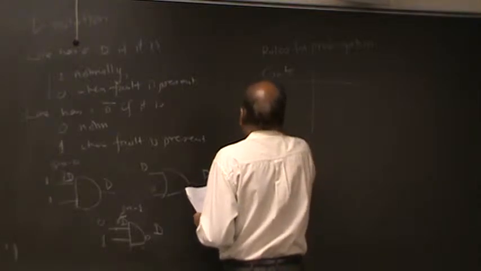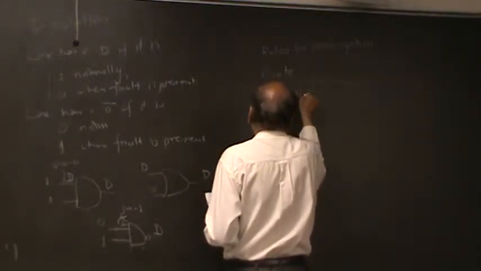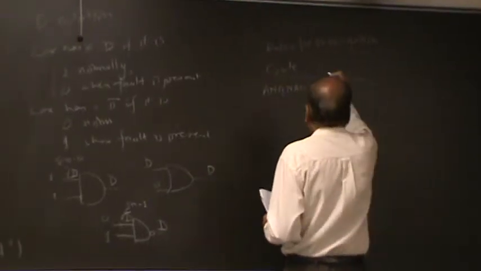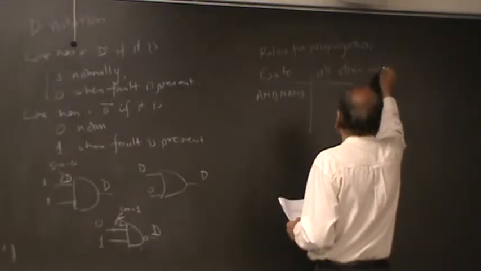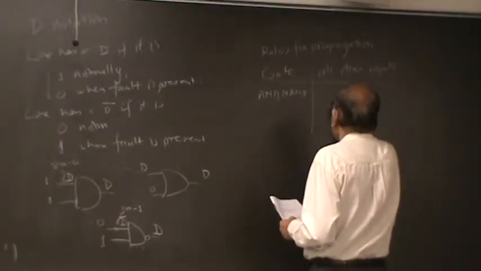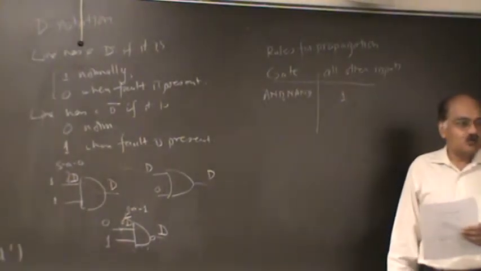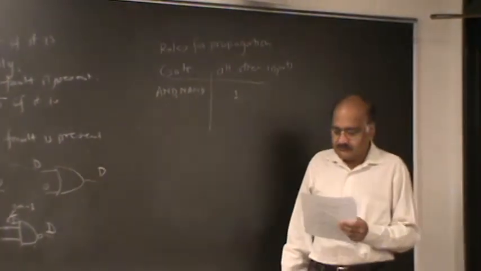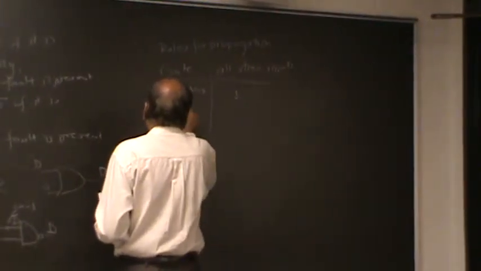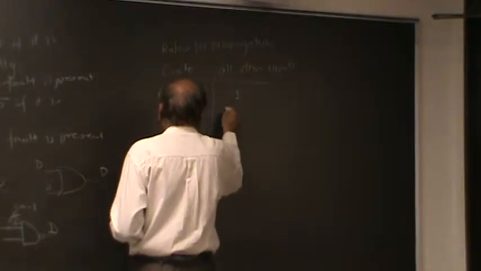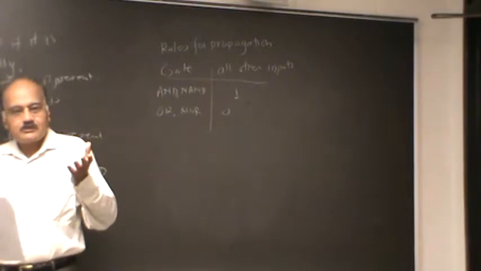Let us say we have an AND gate or a NAND gate, then make all other inputs 1 in order to propagate the error to the output of the gate. And if we have an OR gate or a NOR gate, then obviously you would make all other inputs equal to 0.